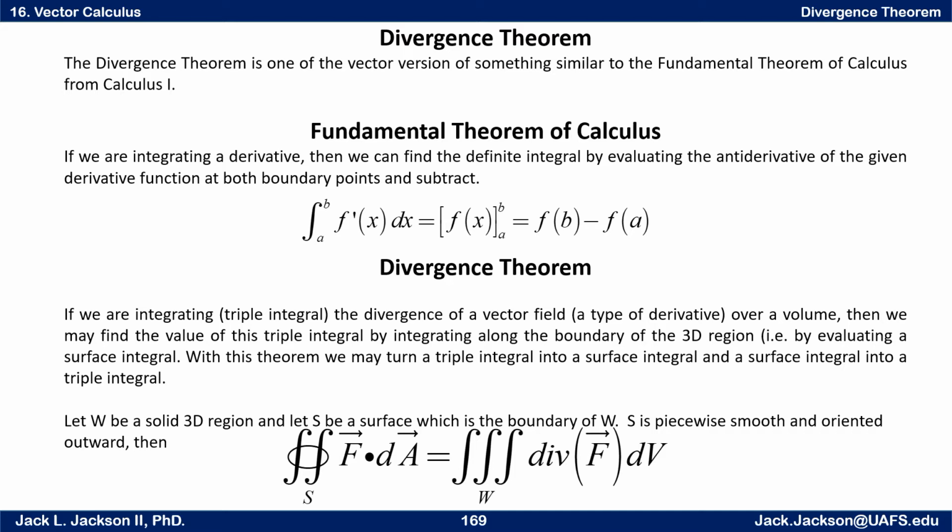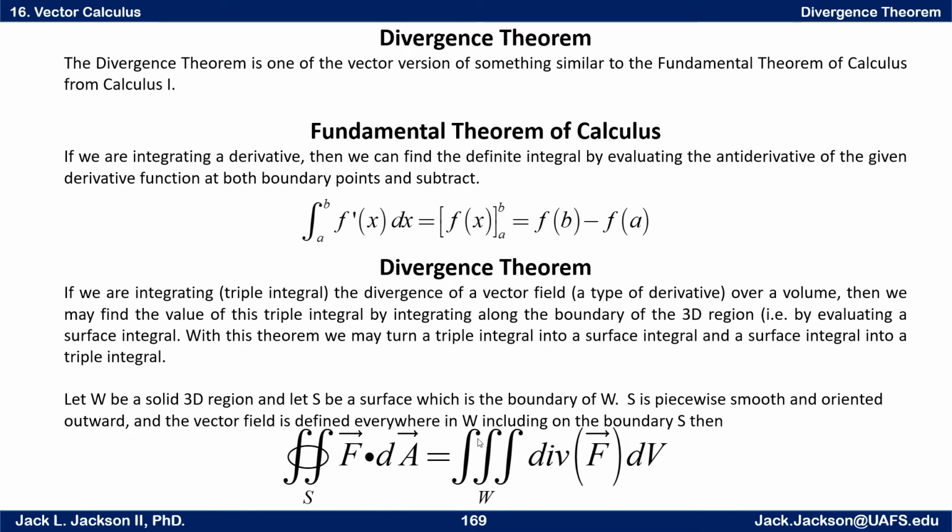So the way this goes, if we let W be a solid 3D region and let S be a surface, which is the boundary of W, and S is piecewise smooth and oriented outward, then the surface integral or flux integral of F dot dA is the triple integral of the divergence of F dV. We do need to have the field defined everywhere on the inside of that volume as well as on its surface. Let me add that.